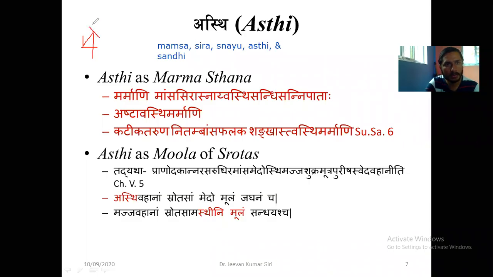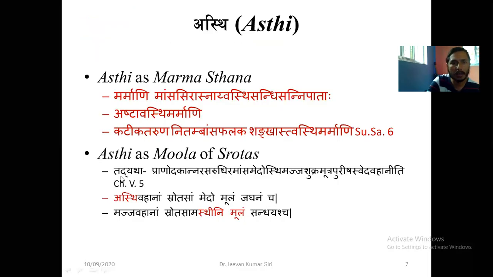Srotas. Okay. So they are the Mula Sthana. So this is the Srotas. So Asthi as a Mula of Srotas. Now see here. According to the Srotas, Asthi Vaha Srotas is explained only by Charaka.